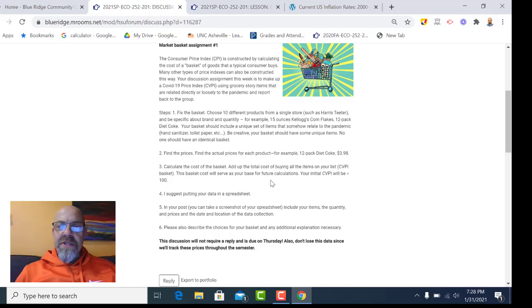So our first job here is just to create our market basket, find the goods, estimate the quantity consumed, and then gather the prices for a specific date this week. It can be any day between now and Thursday. You're going to post a screenshot of your data and maybe explain what you've got. You don't need to reply to anyone else. It's kind of a laboratory, I guess you'd say. The goal here is to really teach you how the Consumer Price Index is calculated. Typically, the Bureau of Labor Statistics uses hundreds, even thousands of goods. We're just going to use 10, but it'll still explain how the Consumer Price Index is calculated.